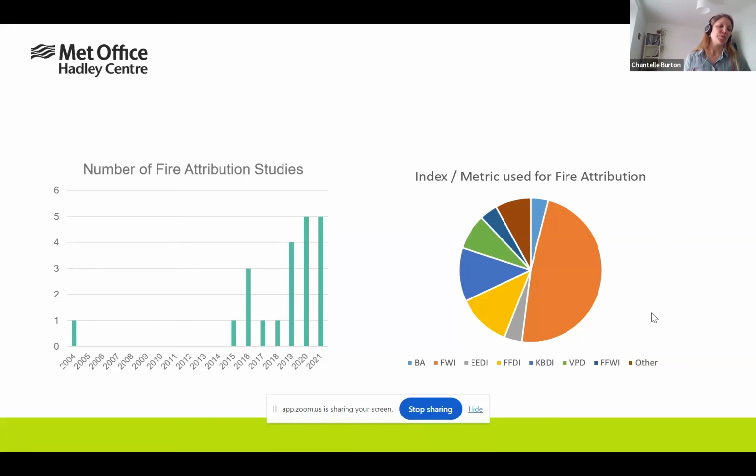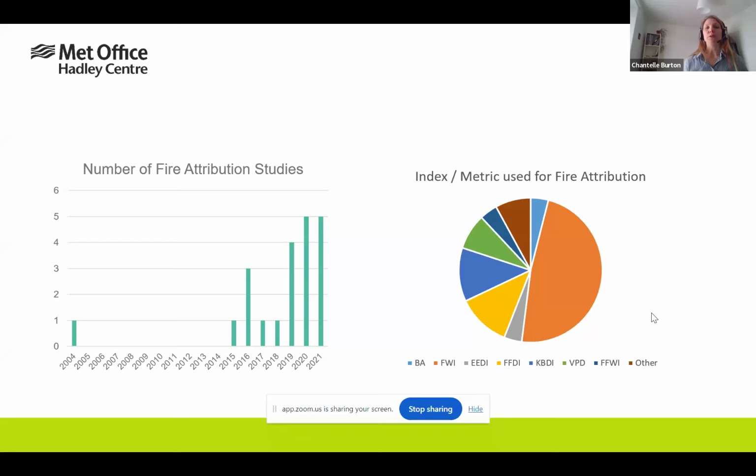So I think there are also reflecting this complexity in trying to model fire. There are a number of different approaches that people have tried to employ to try and answer this question around how climate change is driving fire.